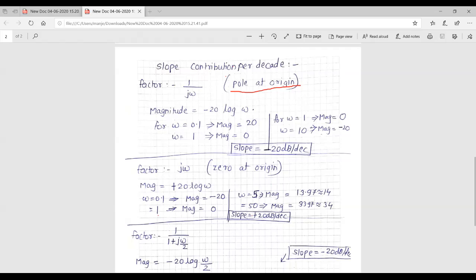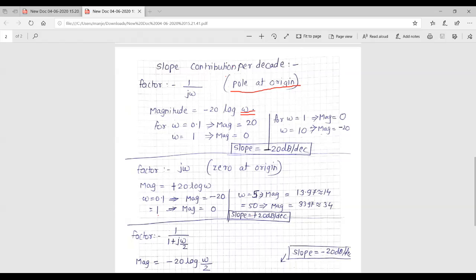So for example, now I am showing this paper to you. You can use your calculators also. You can try it on your own also. Okay. So magnitude for this factor as per the magnitude formula is minus 20 log of omega. Okay. Now just substitute values of omega for a decade. Initial suppose value you consider omega equal to 0.1.